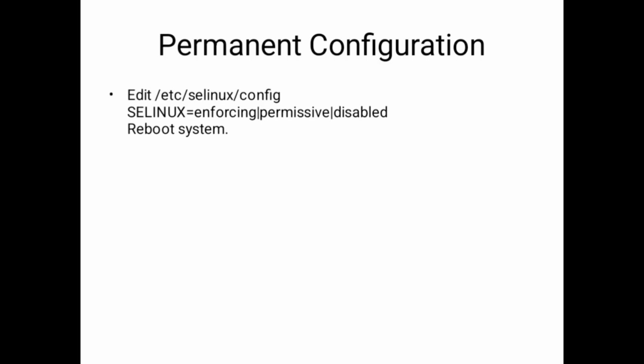Inside this file there is a SELINUX setting. By default it is in enforcing mode. If you want to change to permissive mode, set SELINUX equal to permissive and reboot the system, and it will be set to permissive mode. If you want to disable SE Linux, set SELINUX equal to disabled, reboot the system, and it will be disabled. Thank you.